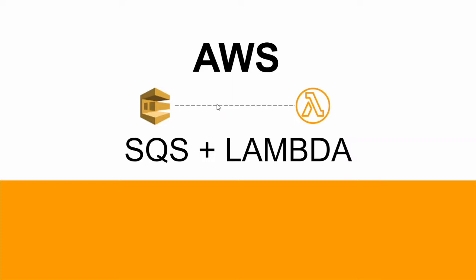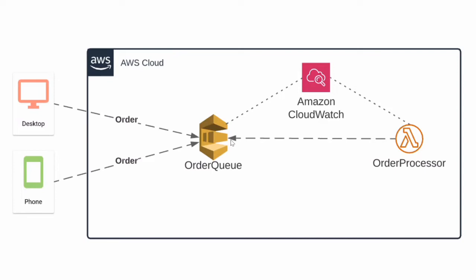In this video, let's take a look at how we can integrate Amazon SQS and AWS Lambda. As you can see, there is a SQS service named Order Queue, which is accepting orders from different devices, desktop and mobile. Also, on the right hand side of the diagram, you can see order processor, which is nothing but an AWS Lambda function, which is listening to these incoming events and doing some processing based on the data it receives.